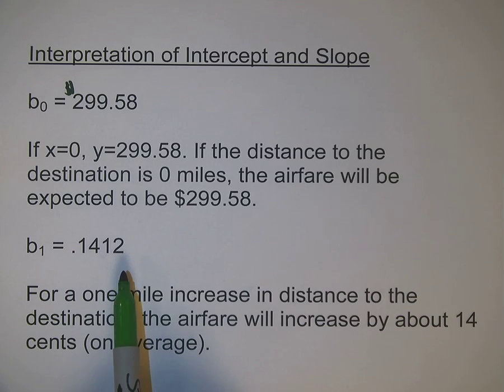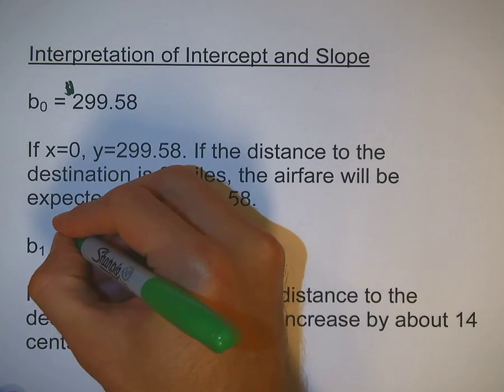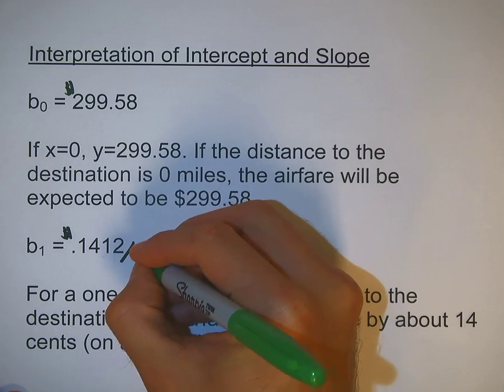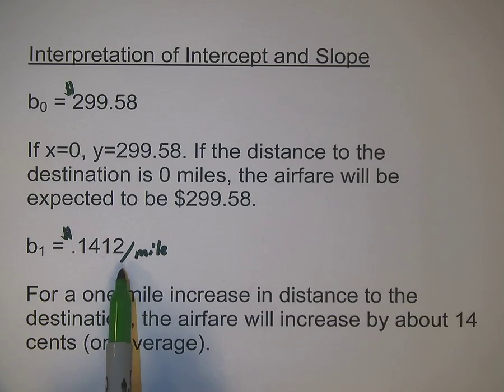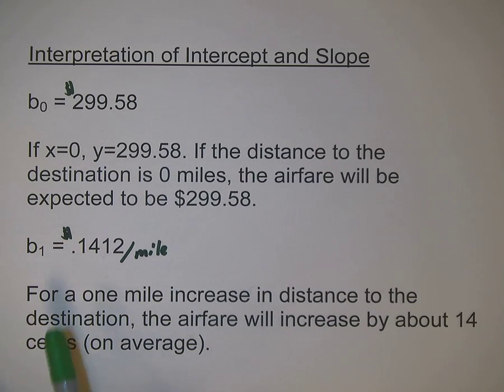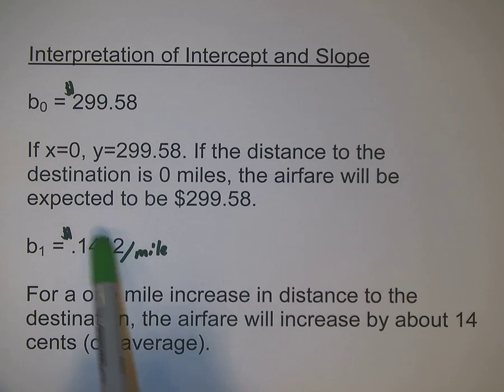So let's think about the units again on here. So remember we said the slope was the change in y over the change in x. So the units for this will be the y units divided by the x units. So the y units are dollars, the x units are miles. So what this will end up being is dollars per mile. Okay, so another way to think about this would be about 14 cents per mile would be the units here. So to interpret that, we would say for a 1 mile increase in distance to destination, the airfare will increase by about 14 cents on average. Okay, and I think that should make sense that for every 1 mile further you go, you would expect your airfare to go up a little bit, and it's going to go up by about 14 cents.